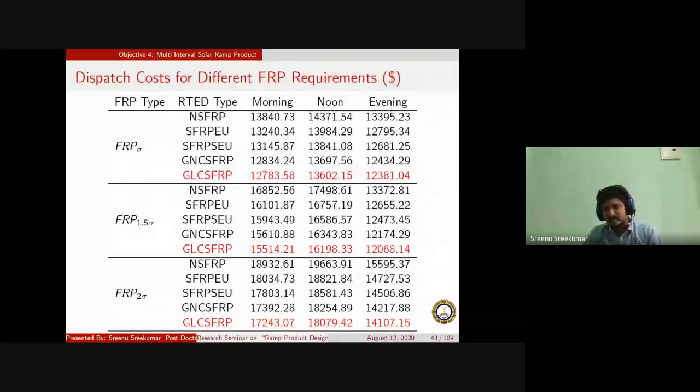Here the dispatch cost is reduced due to two reasons. One is low cost ramping availability from solar generation, which reduces the dispatch of conventional generators for ramping. And second is reduced imbalance penalty, because now more sources are available for ramping. So obviously more ramping availability will be there. It will reduce the system imbalances and imbalance penalty.